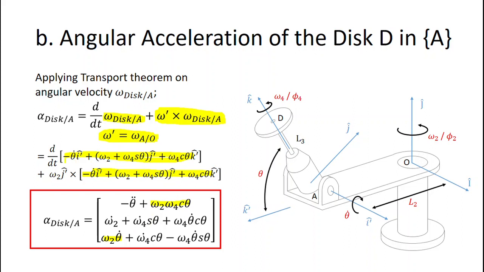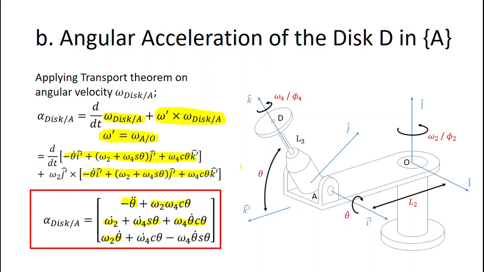Then we have the derivative terms, which are minus theta double dot along the i direction, which was expected, and along the j direction we have omega 2 dot, and we have omega 4 dot sine of theta and omega 4 theta dot cosine of theta, which is just the derivative due to the chain rule. And lastly, we have the derivative of this third term, which is omega 4 dot cosine of theta minus omega 4 theta dot sine of theta. Pretty straightforward. Okay, cool.